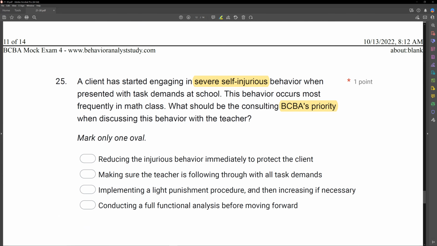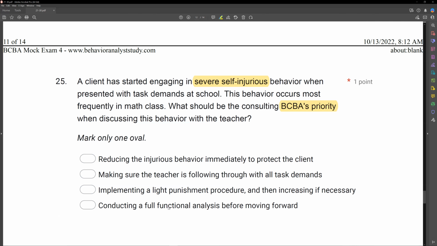What's wrong with this? A punishment procedure might not be the worst idea if we really need to decrease something like this quickly. But punishment should always be what? It should always be the most intense you can get away with from the beginning. We never fade in punishment. Okay? It should always be the peak from the start. So C is just fundamentally wrong.